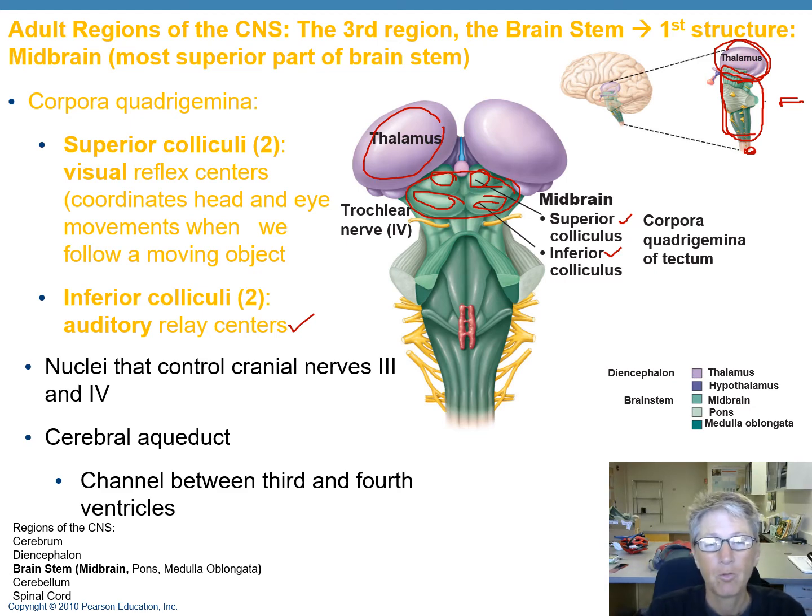And then also coming out of the midbrain is a cranial nerve, not a spinal nerve, but a cranial nerve. All these yellow things coming out are cranial nerves. And when we do the peripheral nervous system, which is the next section, we'll talk all about the cranial nerves.